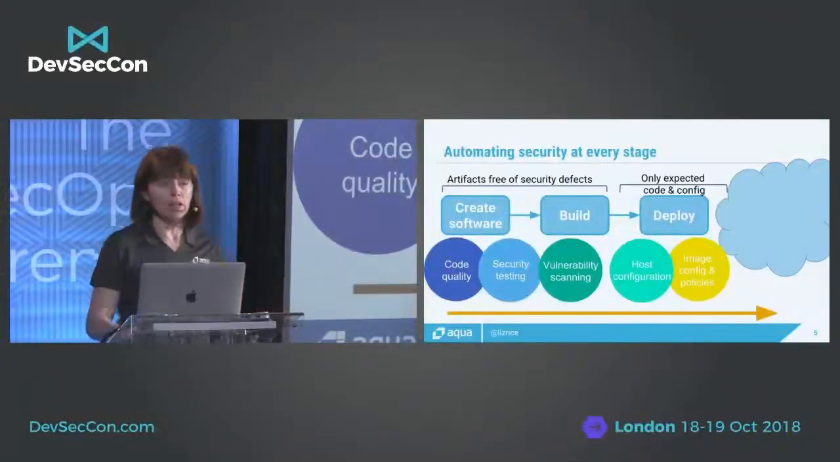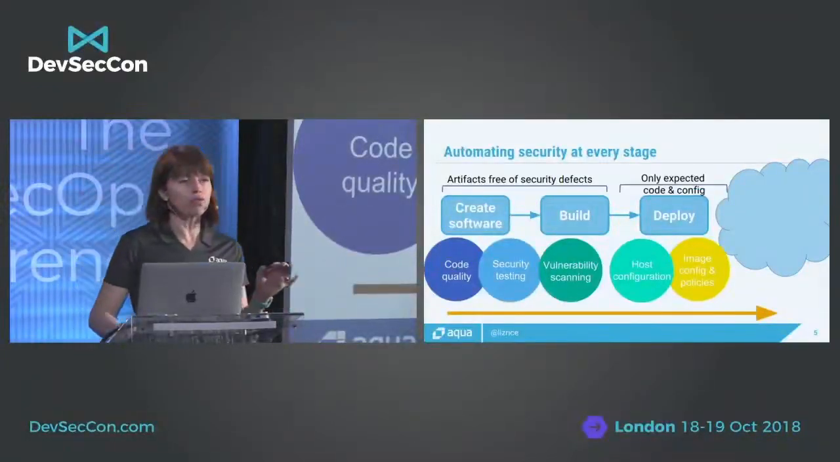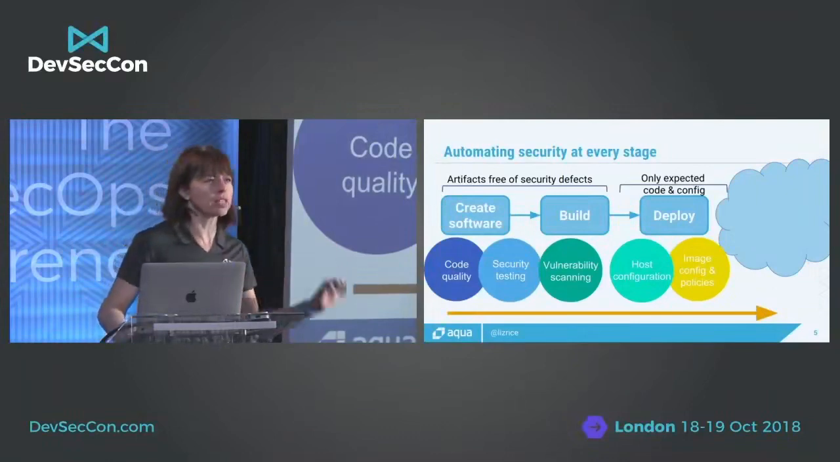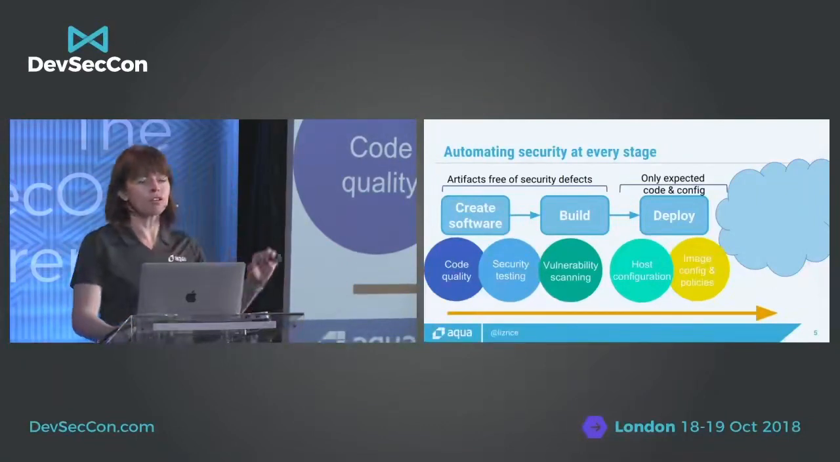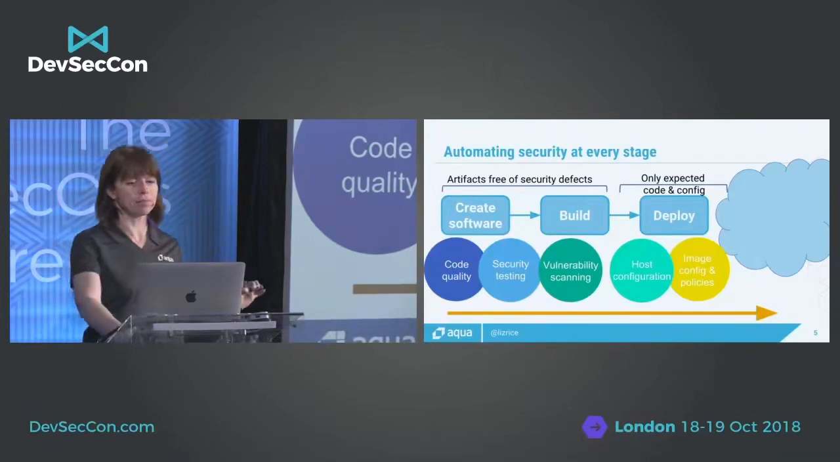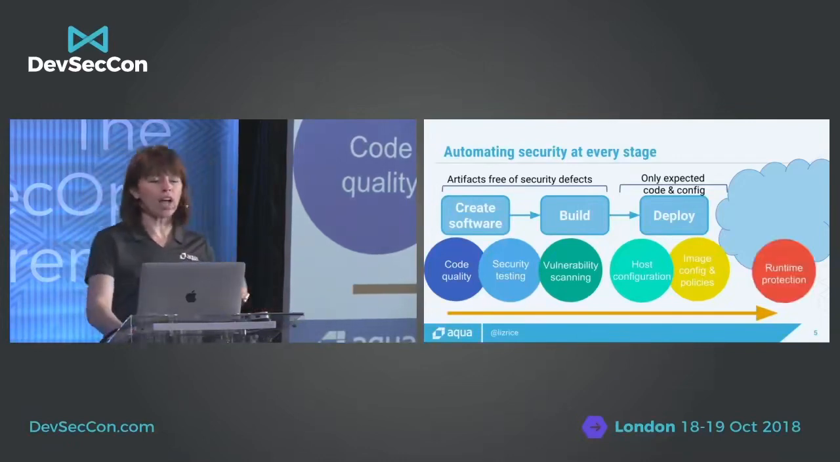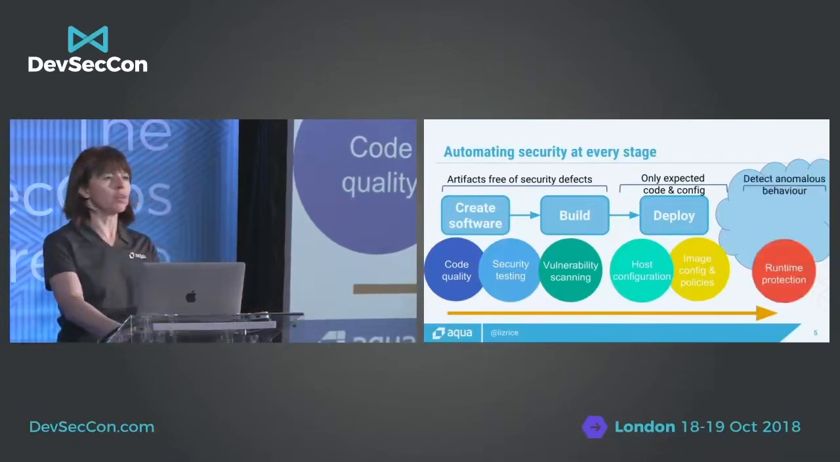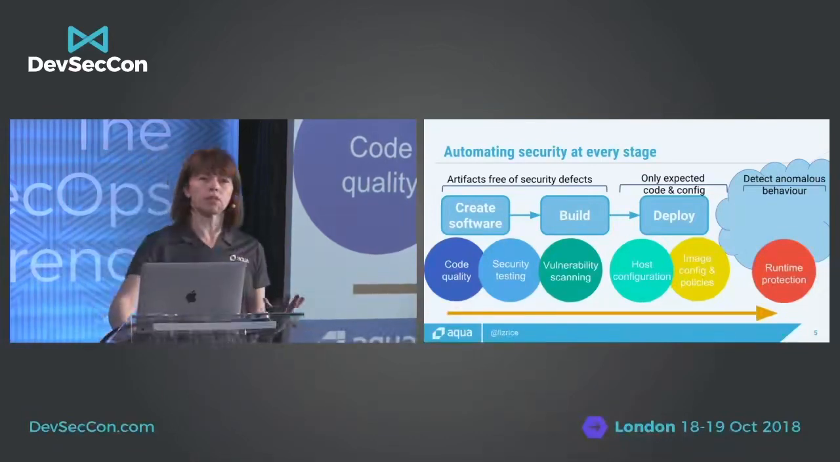Then we're going to look at the security of the hosts we're going to run these containers on. We're going to talk about policies and configuration for those images as we deploy them, with the intention that what we're running is the code that we expected to run with the host configuration that we expected. And then finally, we'll look at what happens in runtime. So once these containers are running, some things we can do to either detect or prevent unexpected anomalous behavior.